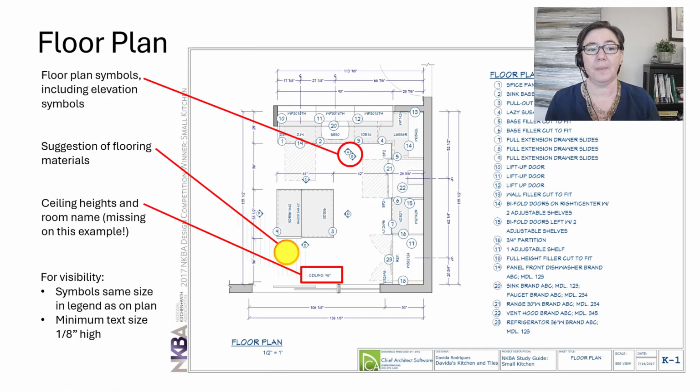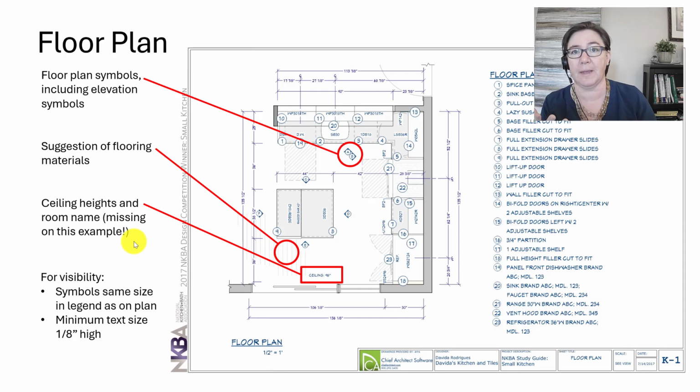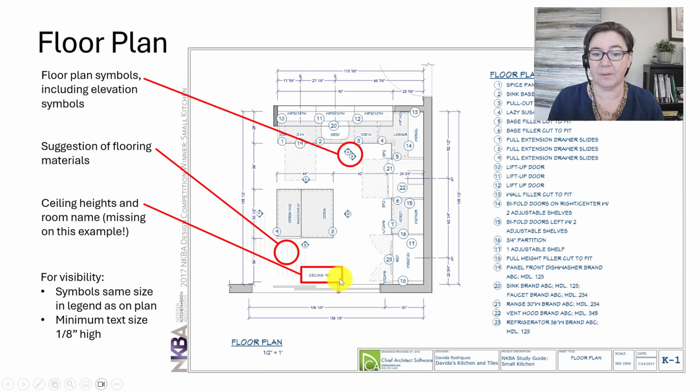Okay. You are also on this floor plan going to include the ceiling heights and room names of any room shown in your drawing. So if there's more than one, if there's like a kitchen and a dining room, show them both. All right. This example is missing the room name, but it does show the ceiling. And notice that it is measured in inches, as everything is in NKBA.